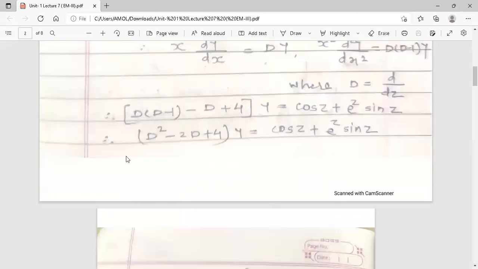It is nothing but LDE. It is in the form of LDE now: phi of D into y is equal to f of z. In the RHS, there is a function of z now. In place of x, there is a function of z. So it is nothing but LDE, and you know the solution for LDE now.